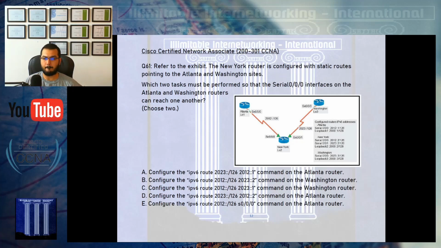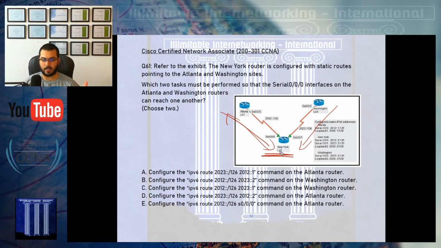The idea will be that New York knows how to reach Atlanta and Washington. Now Washington and Atlanta, both of them, should reach each other, and that obviously can happen by going through New York. So I will need a first step of static route from Washington to New York and the second one from Atlanta to New York, because there is nothing to be configured from New York. I'll need to configure Atlanta towards New York and Washington towards New York also.